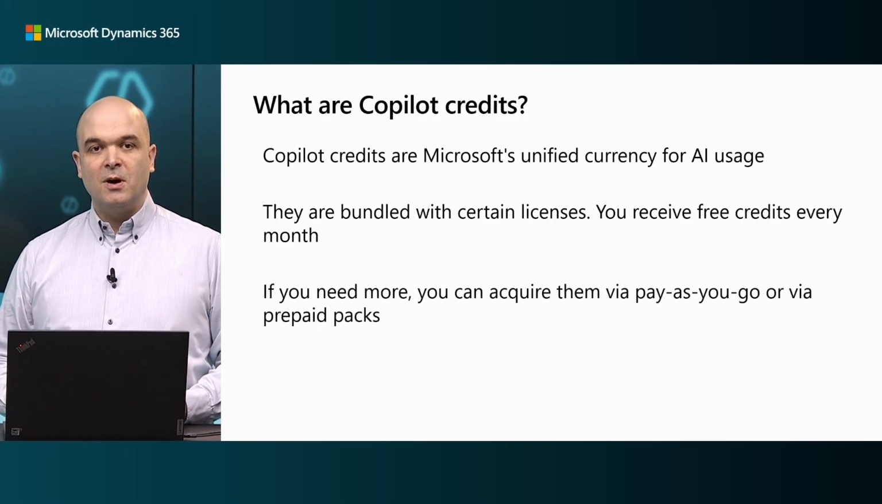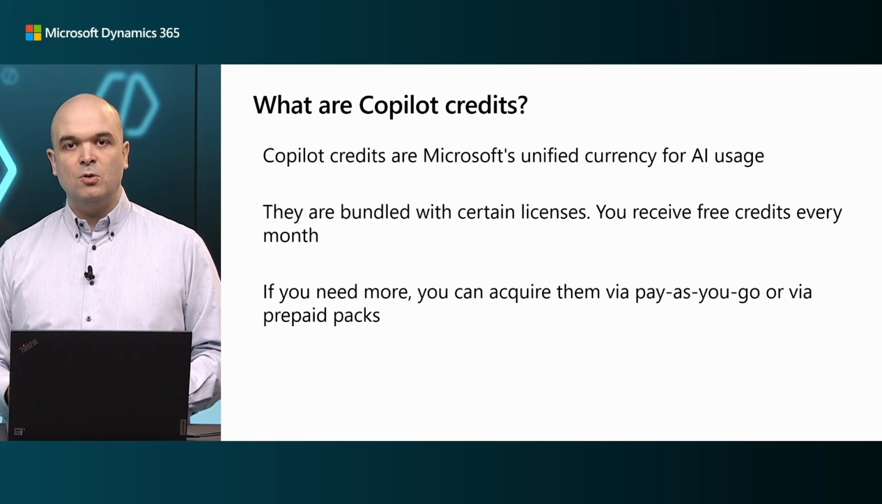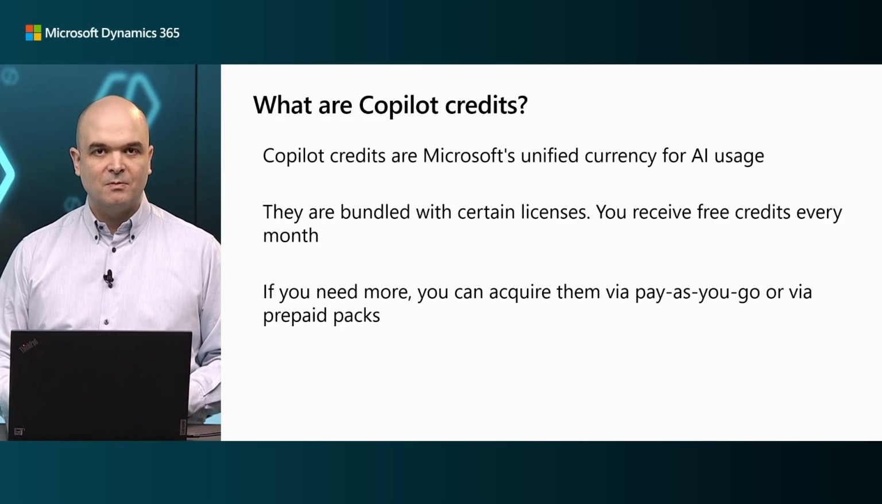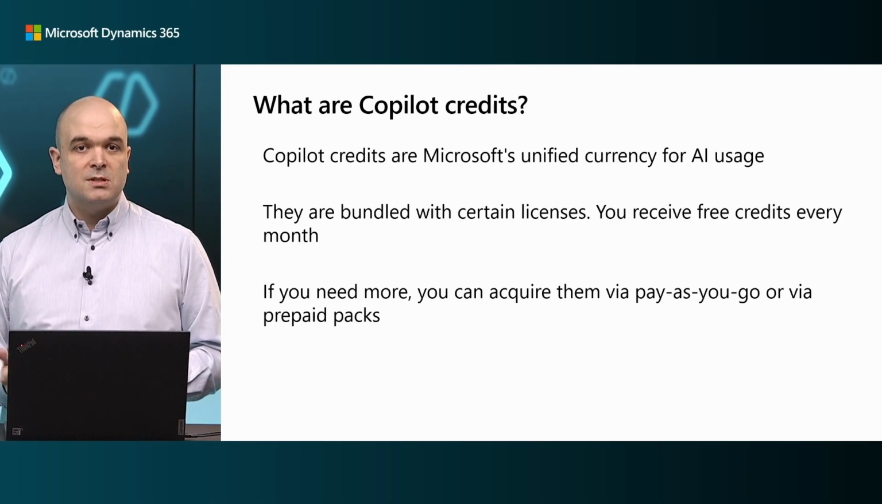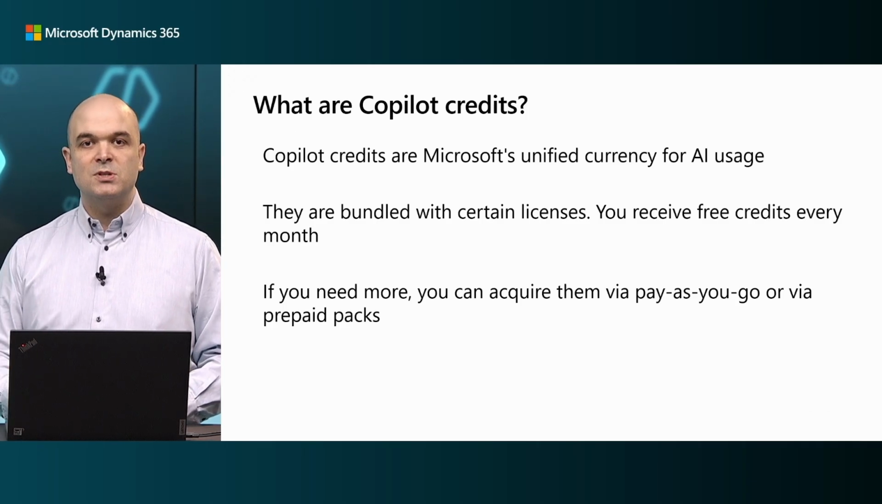If you need more Copilot credits, you can always acquire them either as pay-as-you-go, or you can pre-purchase the credits and then spend them. If you do not want to do this, you can, of course, try out the functionality and wait for the month to receive the new credits.